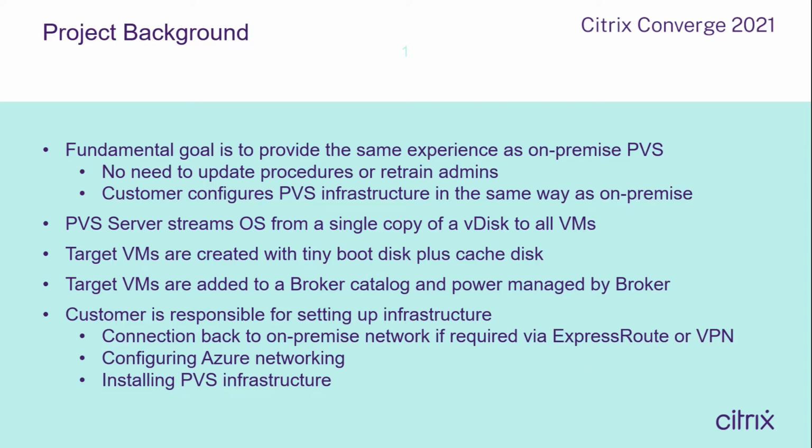So just like on-premise, there is a PVS server or servers that stream the operating system from a single copy of a virtual disk to all the VMs. Those VMs, those target VMs, are created by us with a very small boot disk and a cache disk to capture any writes that are made whilst the VM is running. Those target VMs are added to a broker catalog and power managed by the CVAD broker, just like on-premise.